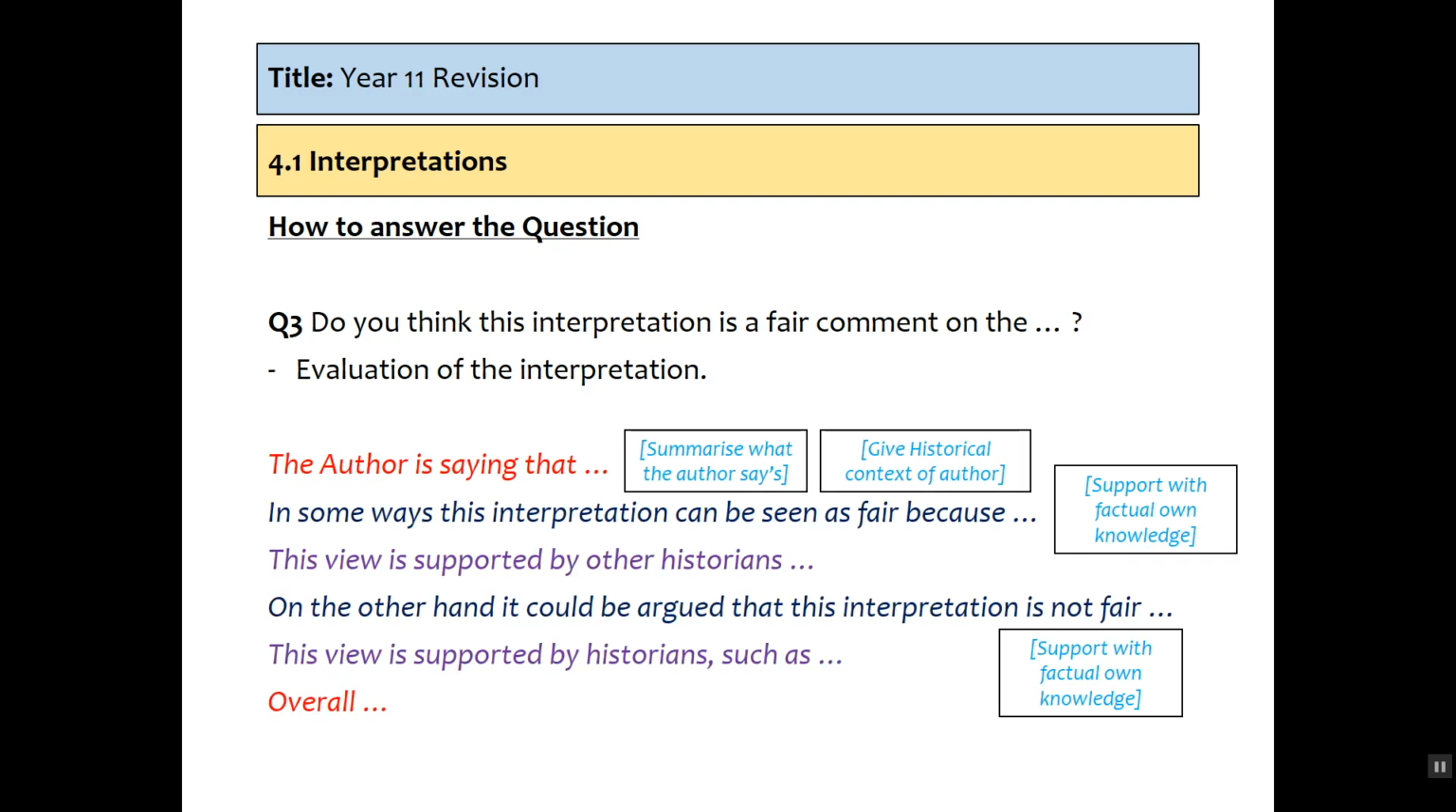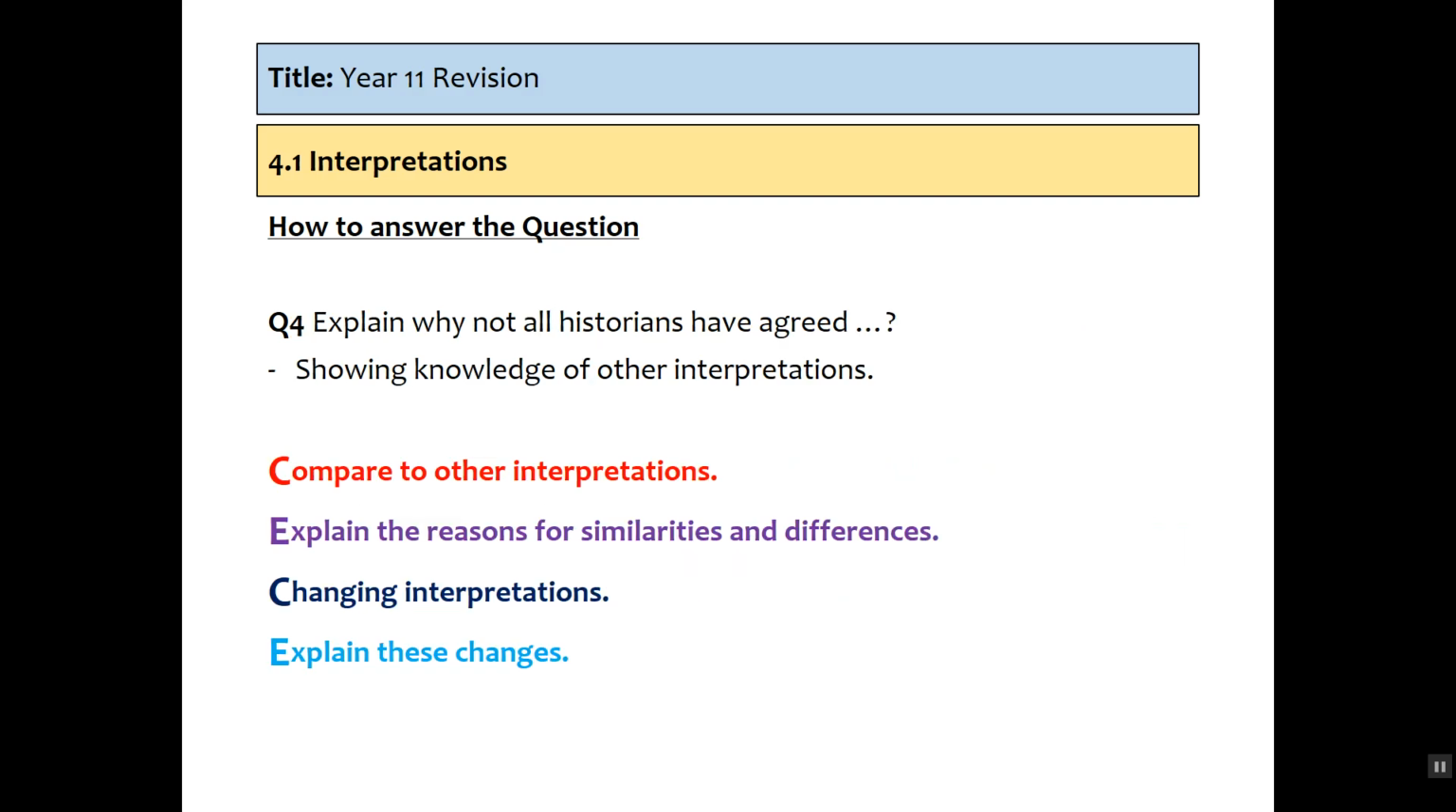So the author is saying that. Summarise what he's saying. Give context. He's writing in the 1960s, this event's happening. He's writing in 1940, it's during World War II. Is it a fair comment? Yes, it is, because. But it isn't a fair comment, on the other hand, because. You have to support it with other historians.